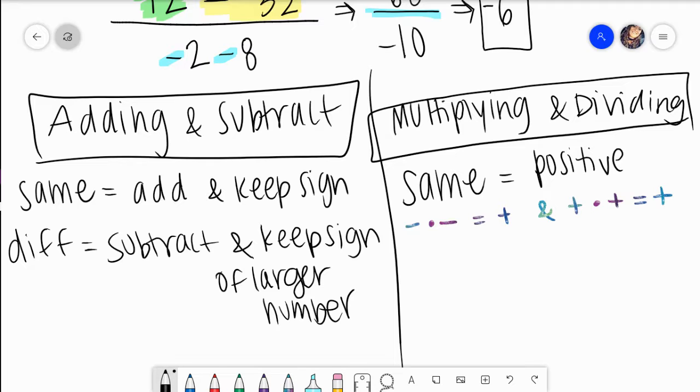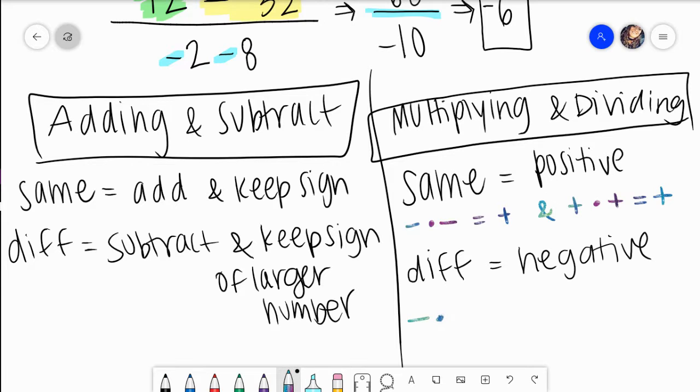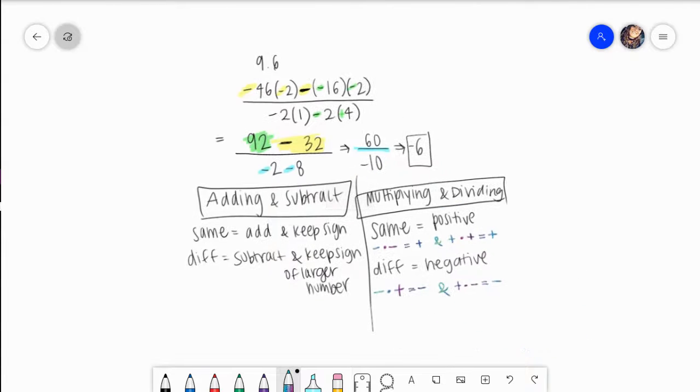And then the other guideline that we have is if our signs are different, we get a negative. So an example of that is if you have a negative times a positive, you get a negative. And if we have a positive times a negative, we get a negative. Okay, so I hope that makes some sense, y'all.